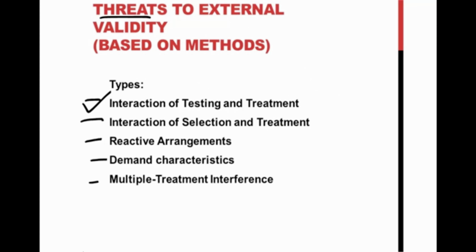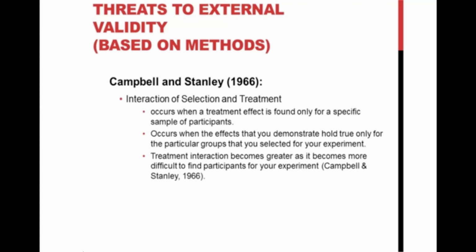Let's move on to interactions of selection and treatment. Interactions of selection and treatment occur when a treatment effect is found only for a specific sample of participants. This is essentially what happens when one group, and only one group that you've selected for your experiment, is affected by our treatment.